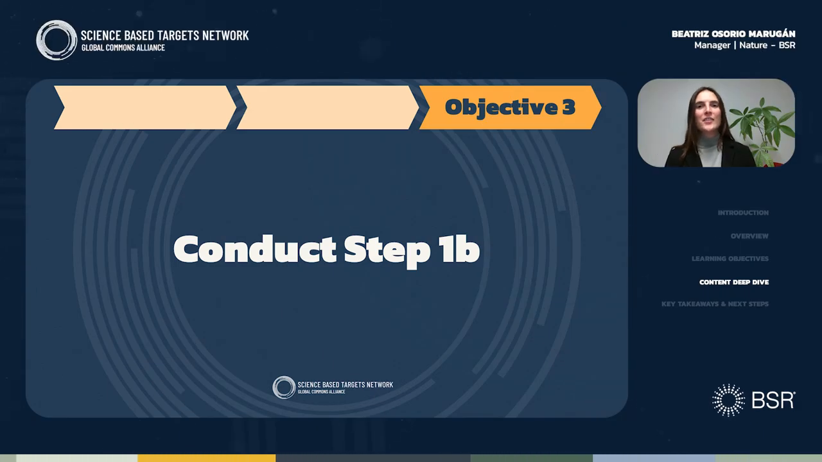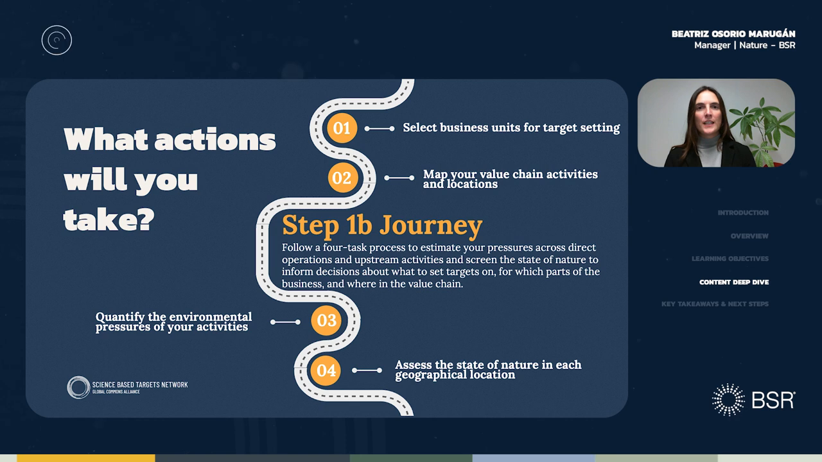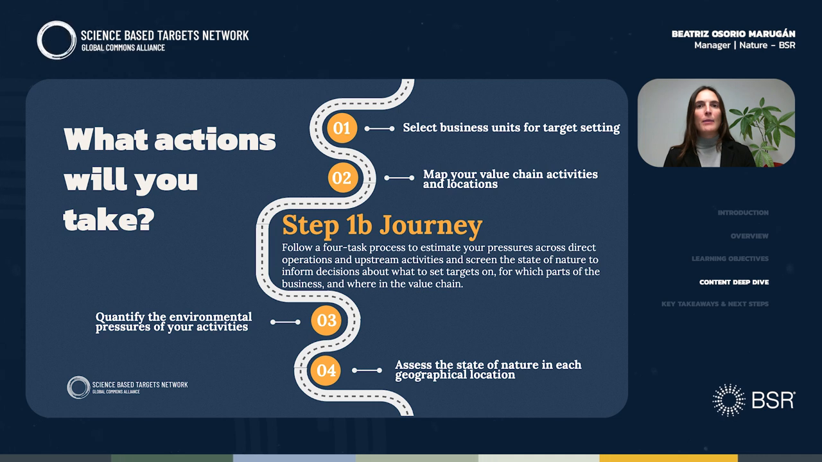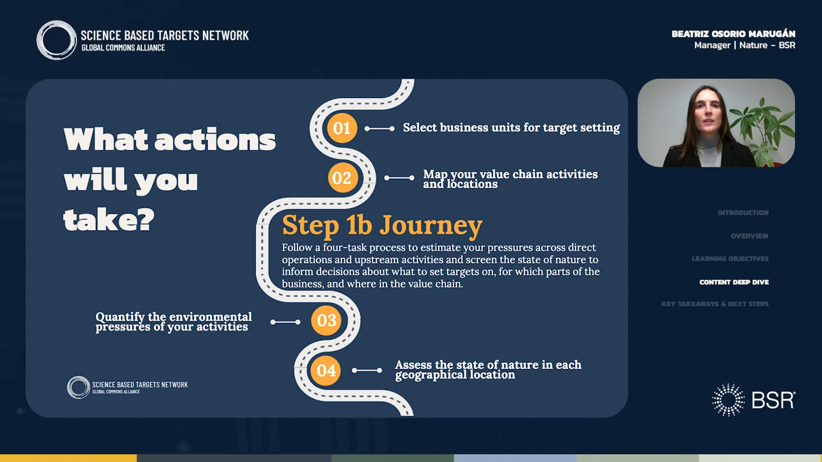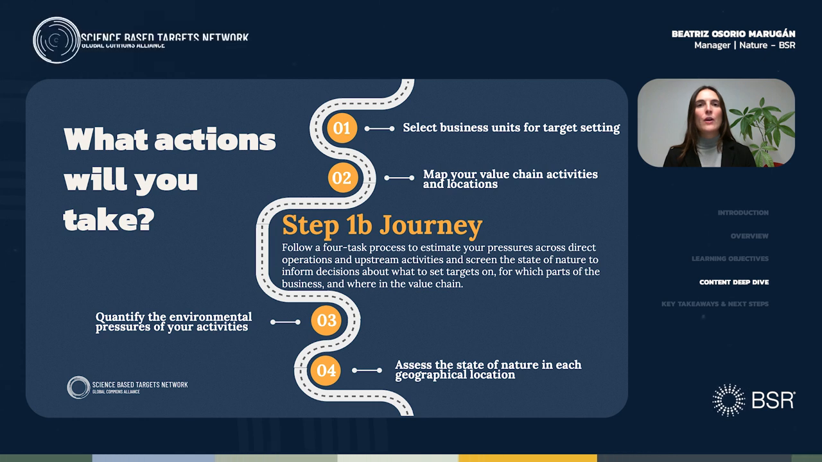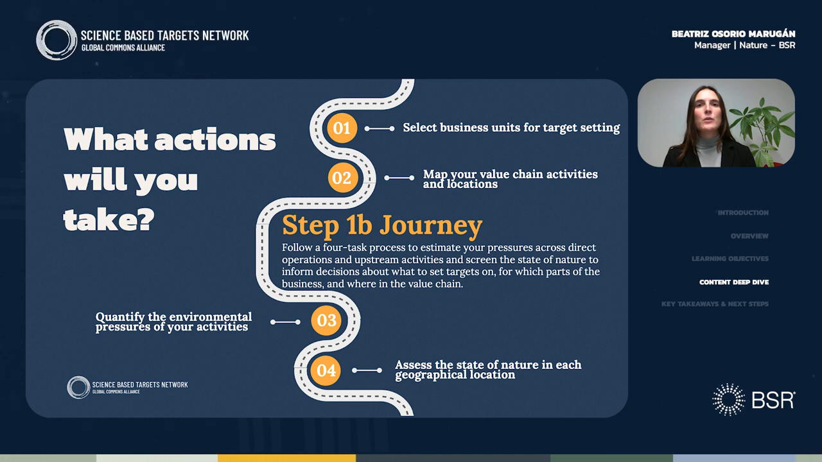Let's now dive into step 1B. Now that step 1A is finalized and material activities as well as high impact and conversion driving commodities have been identified, you will have to conduct a full value chain assessment. Here are the 4 tasks you'll be expected to go through. The first entails selecting business units for target setting. For the second, you will map your company's value chain activities and locations. Once that is done, you will then quantify the environmental pressures of the activities depending on the type of data available. On our last task, you will be able to assess the state of nature in each location.